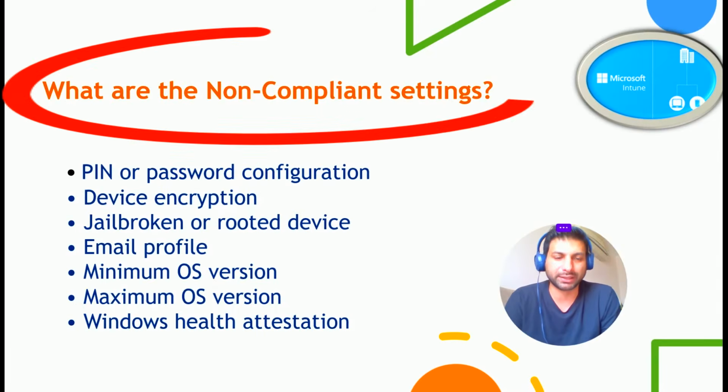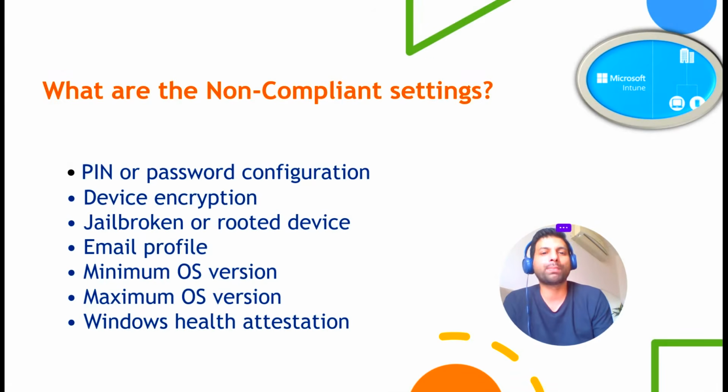What are the non-compliant settings? First one, PIN or password configuration, which means you have to meet certain criteria in the password. It should be alphanumeric, a complex password, and without the PIN or password, it's not allowed. The device can be marked as non-compliant. So that is one setting. The second one, device encryption. Device encryption is nothing but enabling BitLocker or any other encryption software. You can use some third-party encryption software. If the encryption is not enabled, you can mark the device as non-compliant.